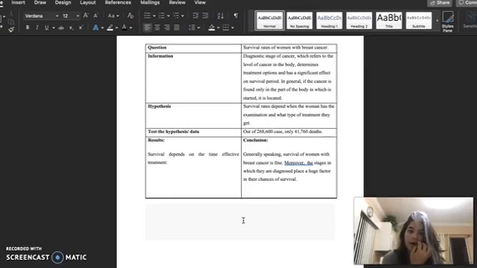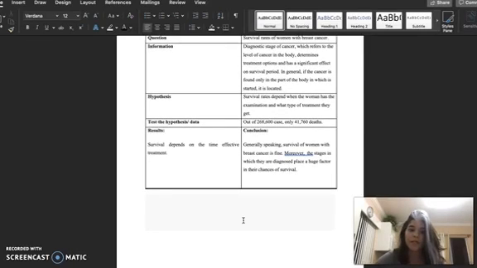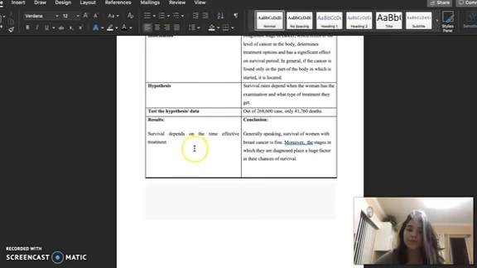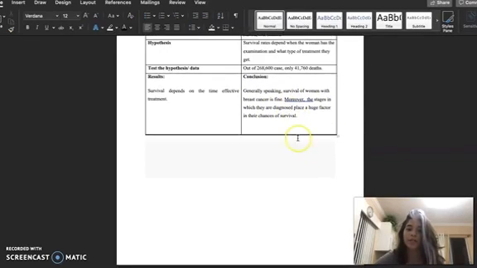The test of the hypothesis: out of 268,000 cases, only 41,000 deaths. The result is that survival depends on timely, effective treatment. The conclusion is that generally speaking, survival of women with breast cancer is fine. Moreover, the stage at which they are diagnosed plays a huge factor in their chances of survival.